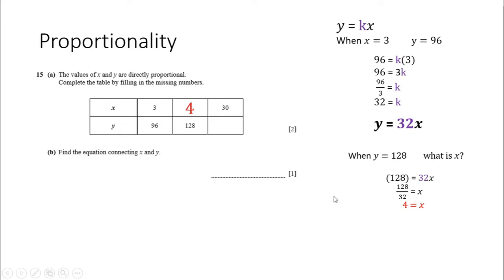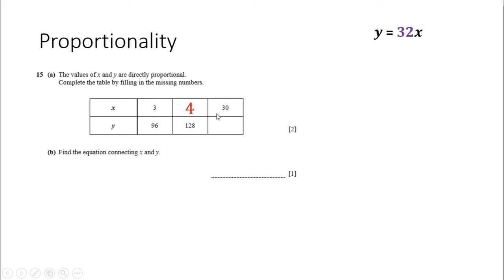4. Next, when x is equal to 30, what's y? Again, we've got our formula here. Let's just substitute 30 into our formula. So when x is 30, y is equal to 32 times 30. I've just replaced the x with 30. Notice I use brackets here specifically so that we don't write that this is 3,230. It's 32 times the x value, so 32 times 30. And that's going to be 960. So when x is 30, y is 960.